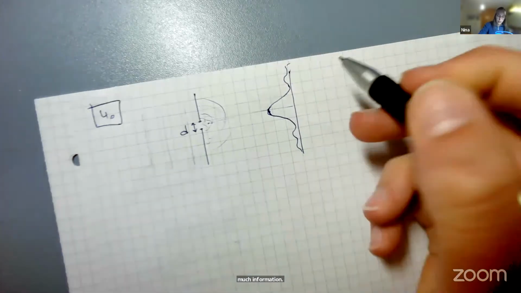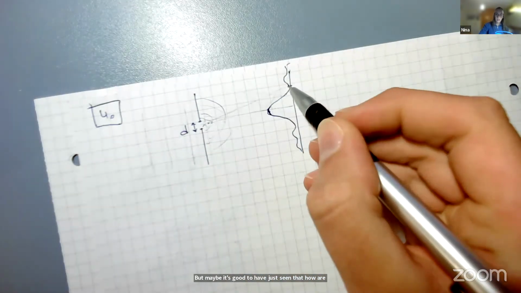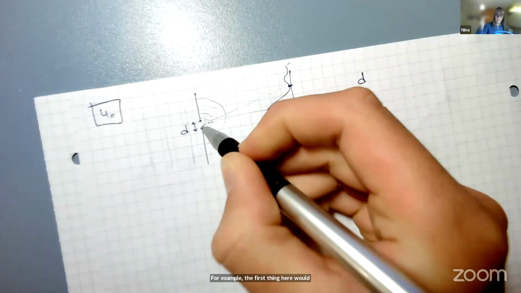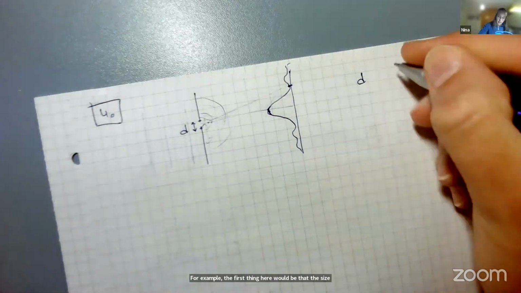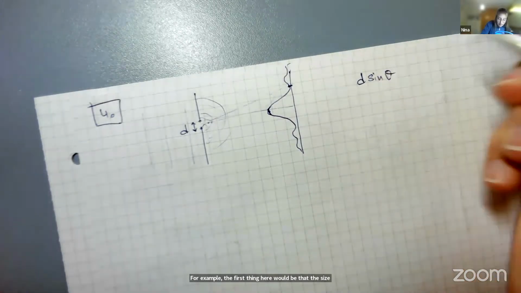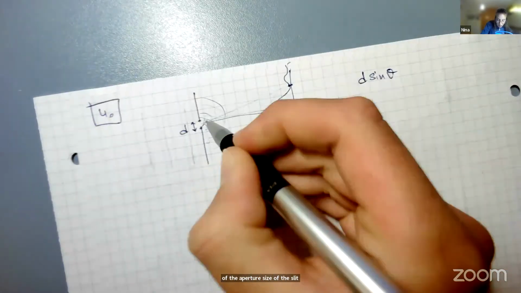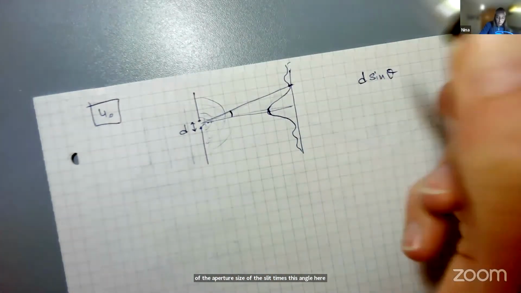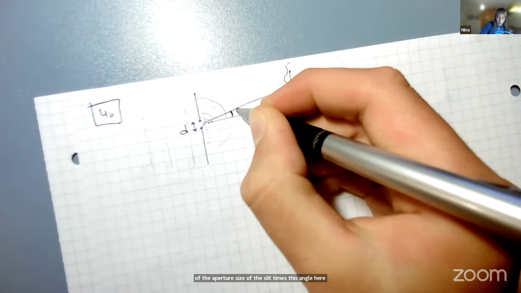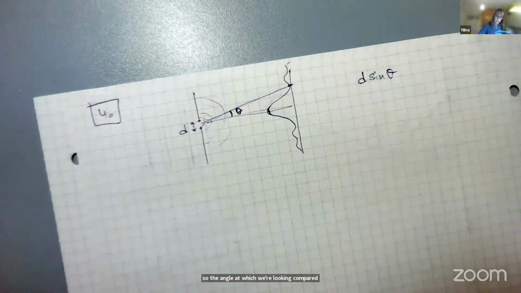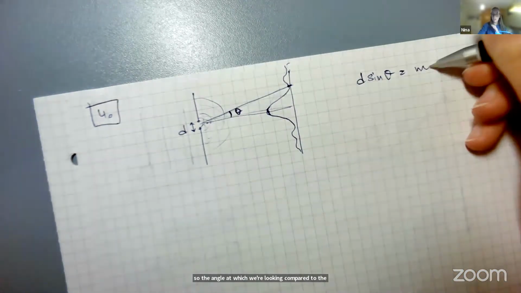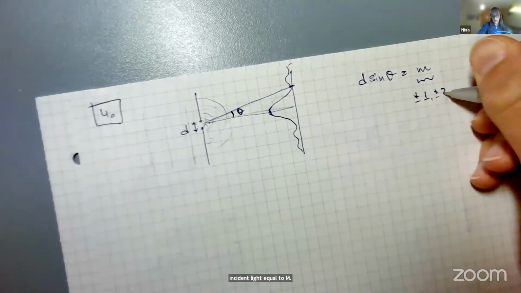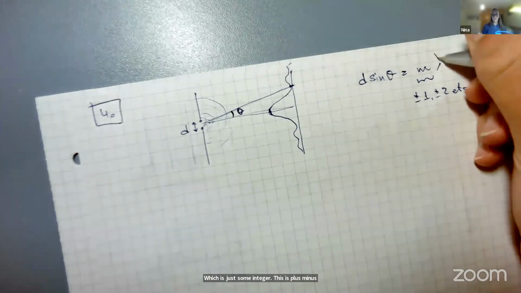How we define the position, for example, of the first minimum here would be that the size of the aperture, size of the slit, times this angle here, so the angle at which we're looking compared to the incident light, is equal to m, which is just some integer. This is plus minus 1, plus minus 2, etc., times the wavelength of the light.